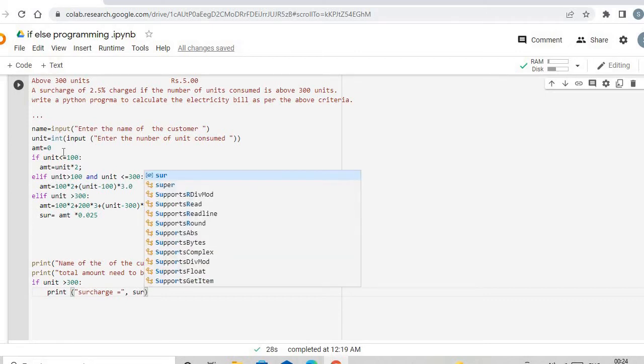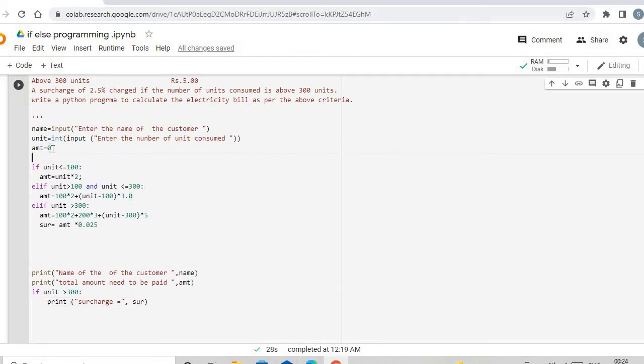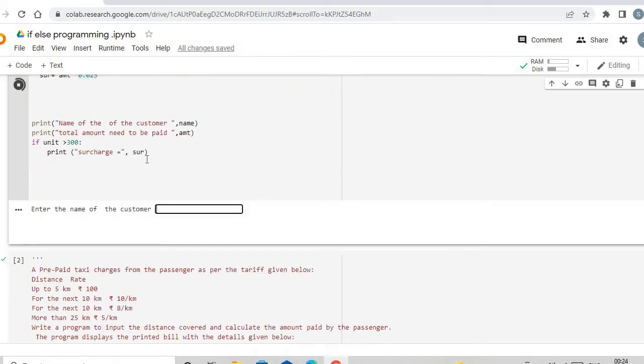And because searches is a variable, we have to declare its type. So I can write searches SUR equal to 0. Okay, I think now it is okay. Now let me run the program again. So 303.